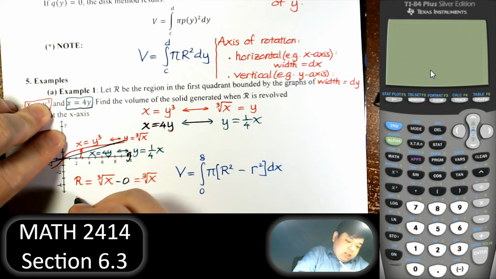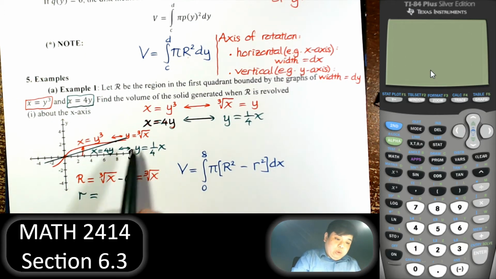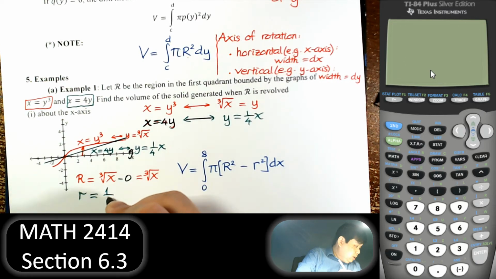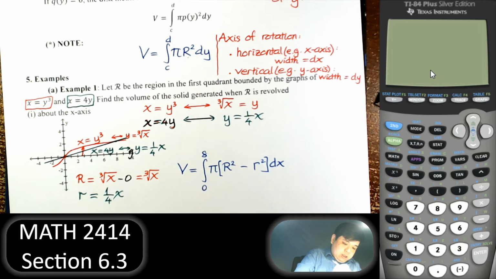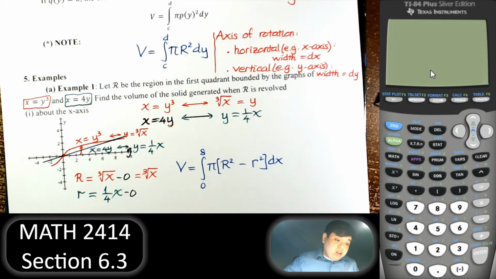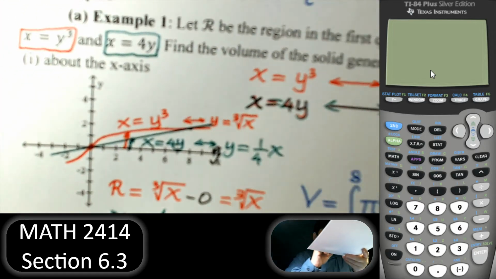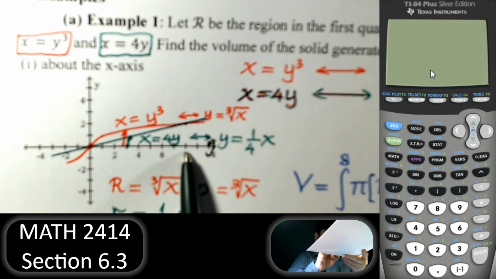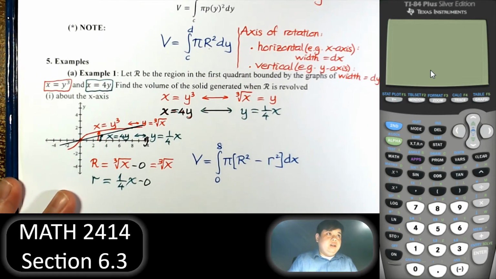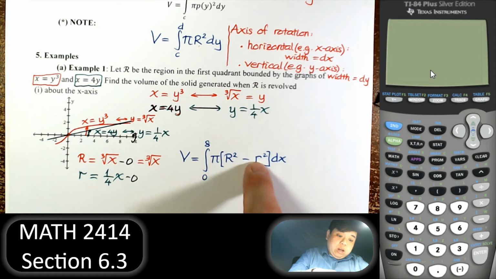And the little radius r is the inner function. And again, we choose the function in terms of x. So it's going to be 1/4 of x minus 0. The reason we have the minus 0 is because the distance from the axis of rotation is y equal to 0. So y minus 0 is this distance here. I mean 1/4 x minus 0. So put that in here.